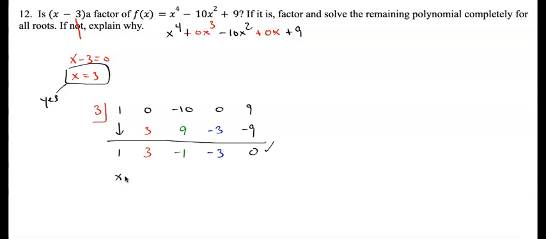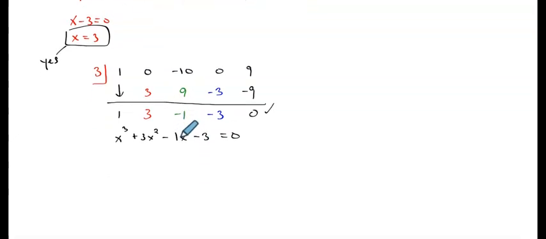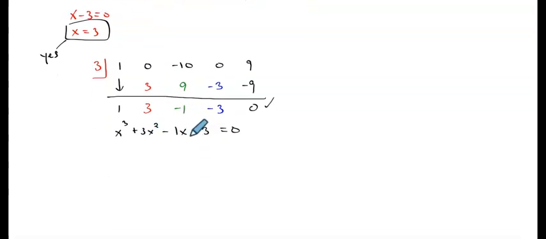Alright, and this leaves me with x cubed plus 3x squared minus 1x, or just x, and then minus 3 equals 0. So it says factor and solve the remaining polynomial completely, so we're going to try to factor this all the way through and see what happens. I don't have another 0 here that's given to me. I have 4 terms here, and they don't all have an x, so I'm going to try doing this by factoring by grouping.